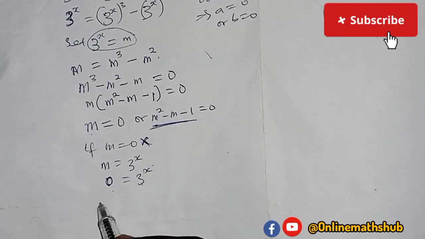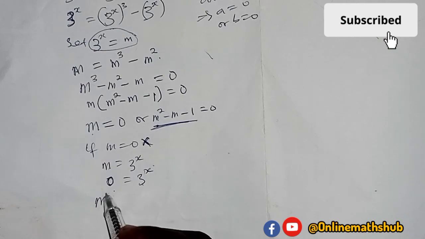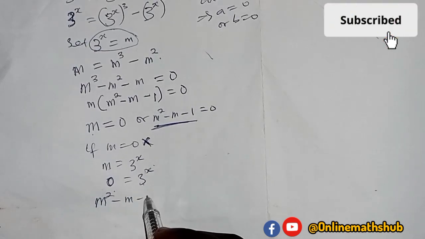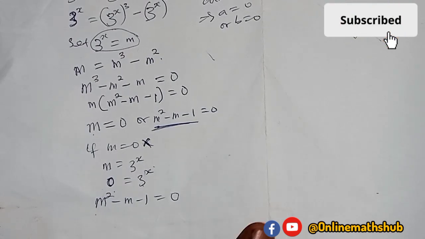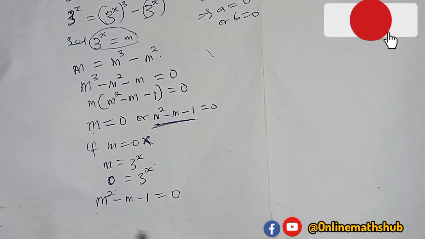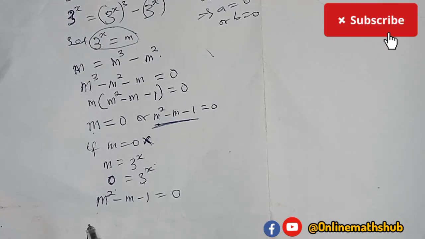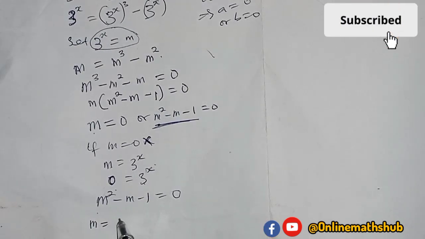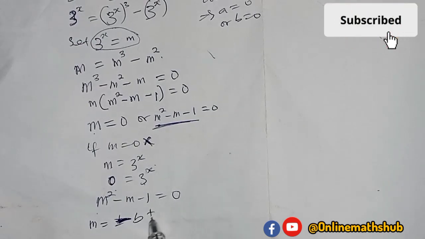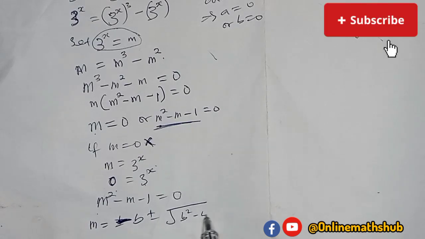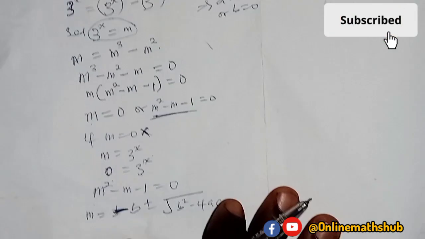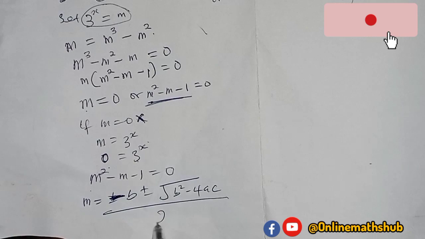Resorting to this second one, we have that m squared minus m minus 1 is equal to 0. Because this is a quadratic equation, we are going to be using the formula method to solve it. Of course, in our formula method, our m is now going to be equal to minus b plus or minus the square root of b squared minus 4ac, all divided by 2a.